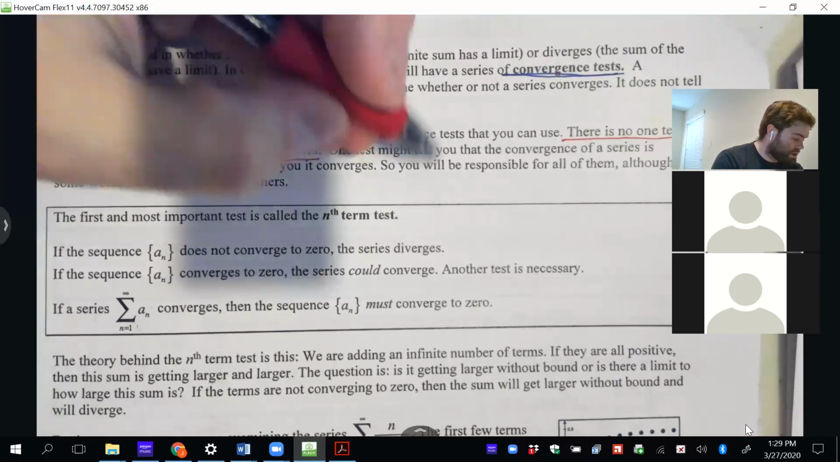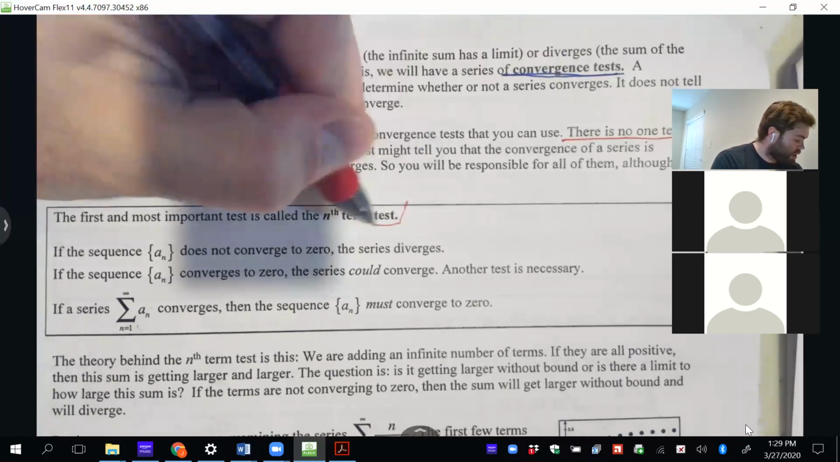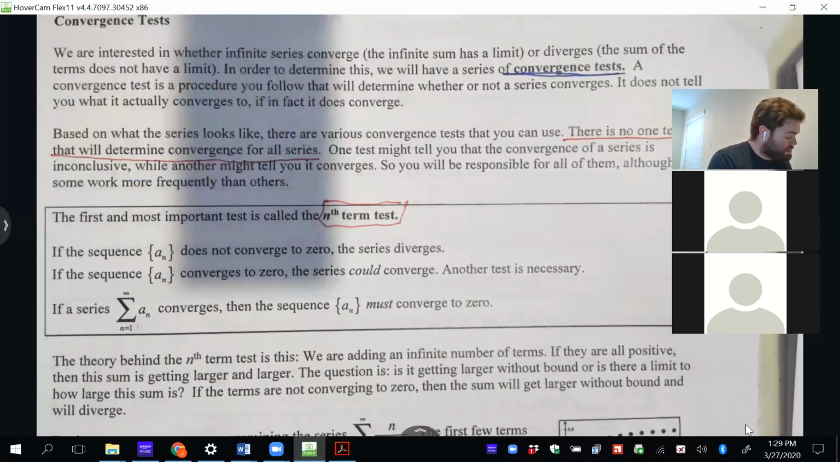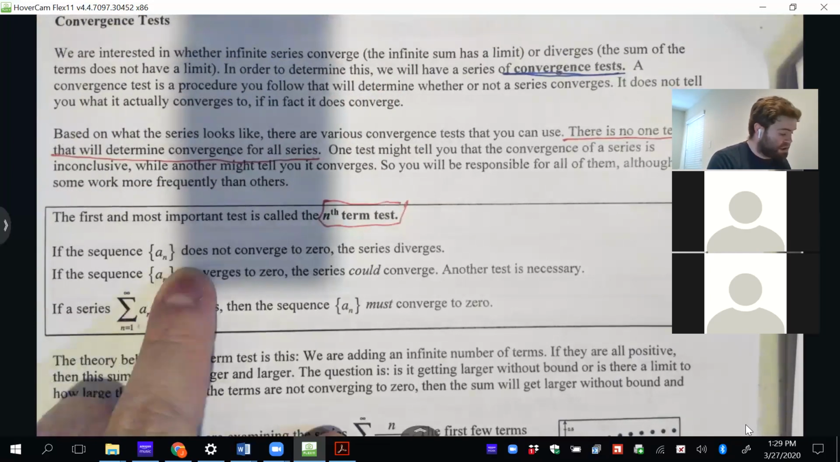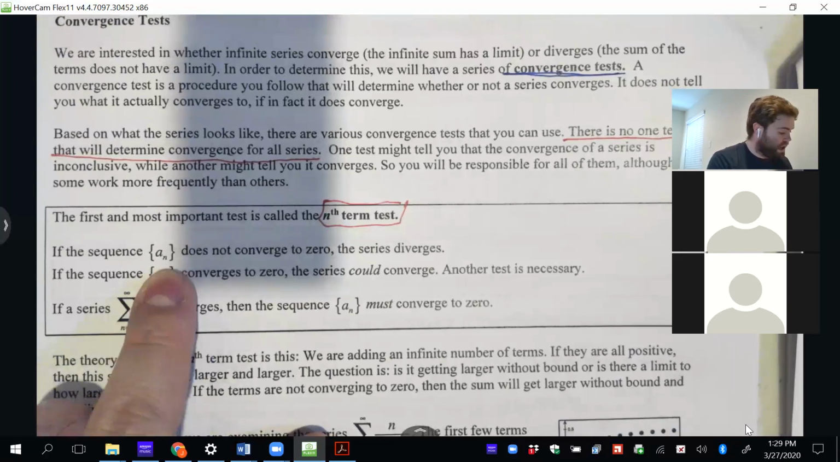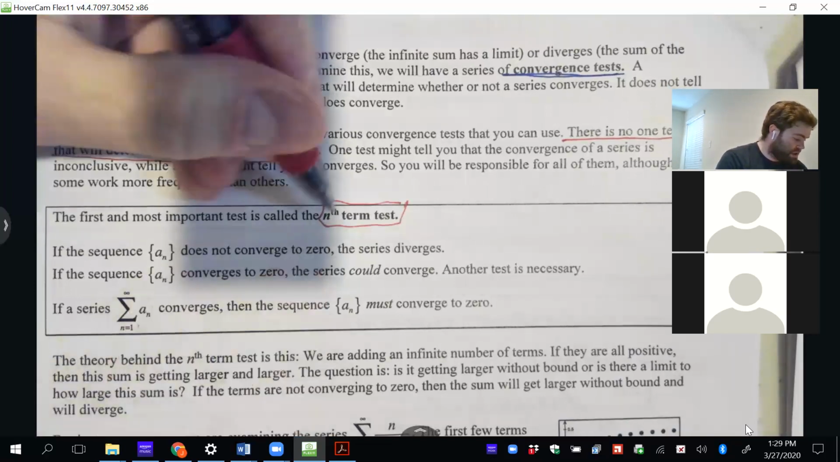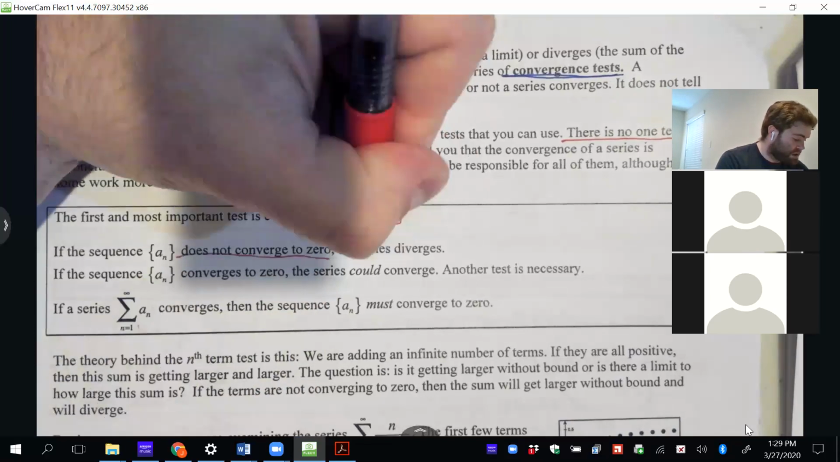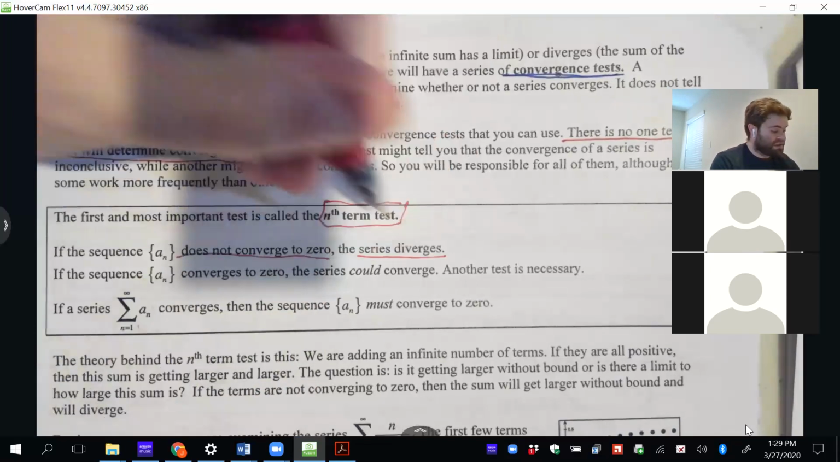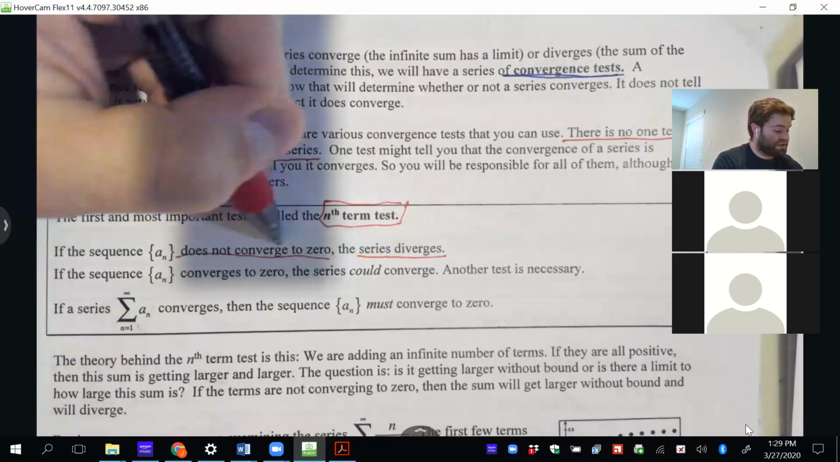So the nth term test says that if the sequence, a sub n, does not converge to zero, then the series diverges.